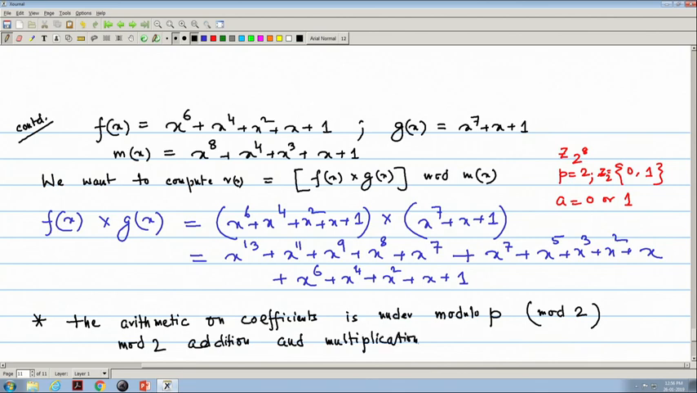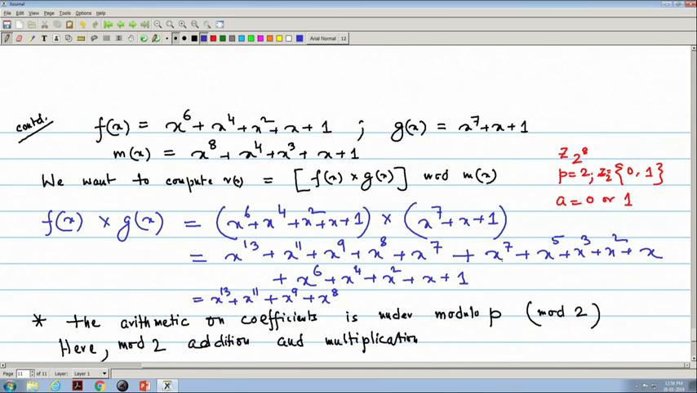So, here I will be doing modulo 2 addition and multiplication. What will happen is, x to the power 13 will be there, x to the power 11, x to the power 9, x to the power 8, but see x to the power 7 and 7, since 1 plus 1 is 0. So, there will be no x to the power 7 term because it is modulo 2.